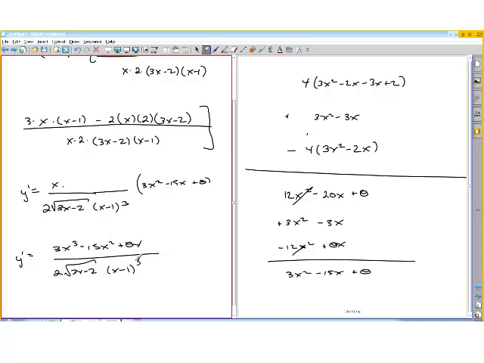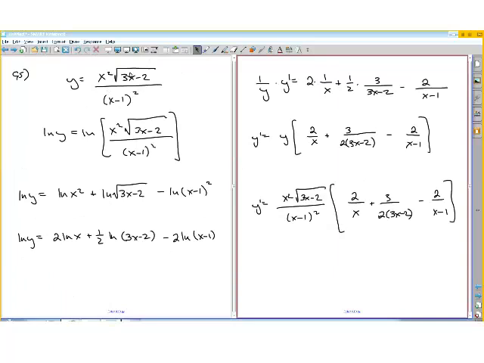Okay, now I'm going to look at the answer book. 3x cubed minus 15x squared plus 8x over 2x minus 1 cubed. So that's it. So that's your final answer.